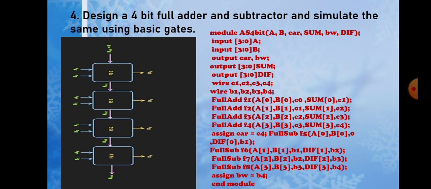Now full adder is over. Now we'll go for full subtractor. Full subtractor F5 of A of 0, B of 0 and C0, difference of 0, B1. Full subtractor F6, A of 1, B of 1, B1, difference of 1, B2. Full subtractor F7, A of 2, B of 2, B2, difference of 2, B3. Full subtractor F8, A of 3, B of 3, B3, difference of 3, B4. Assign borrow out equals B4. End module.